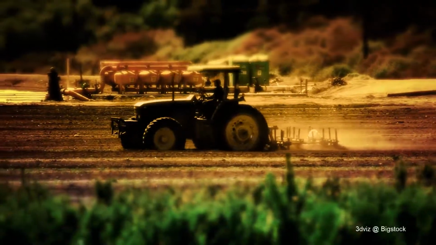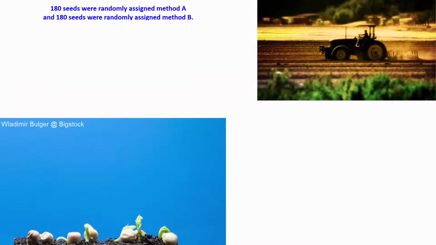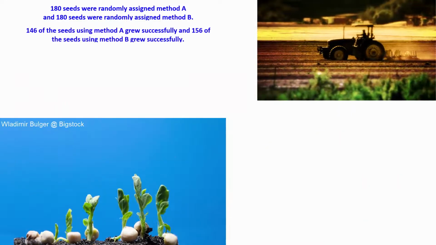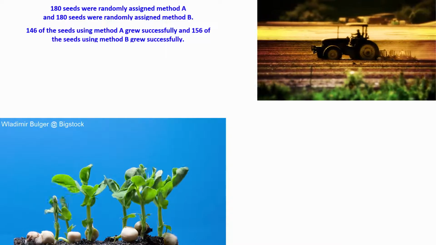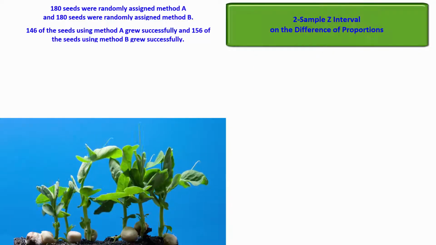With concerns over water and the ability to develop more drought-resistant crops, researchers are comparing two methods to grow seeds under drought conditions. 180 seeds were randomly assigned method A and 180 seeds were randomly assigned method B. 146 of the seeds using method A grew successfully compared to 156 of the seeds using method B.